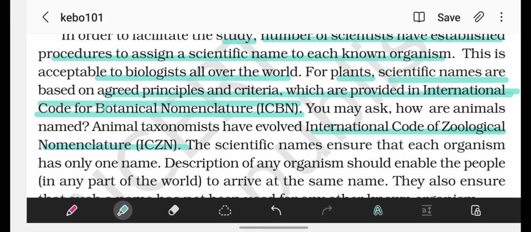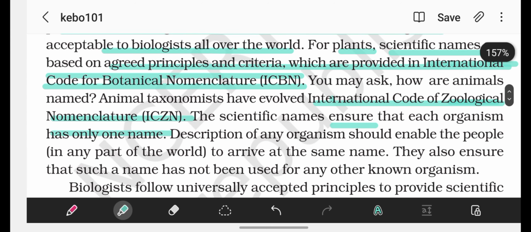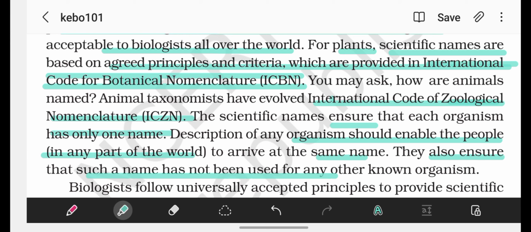The scientific names ensure that each organism has only one name. The description of organism should enable the people in any part of the world to arrive at same name. They also ensure such name has not been used for other organism.